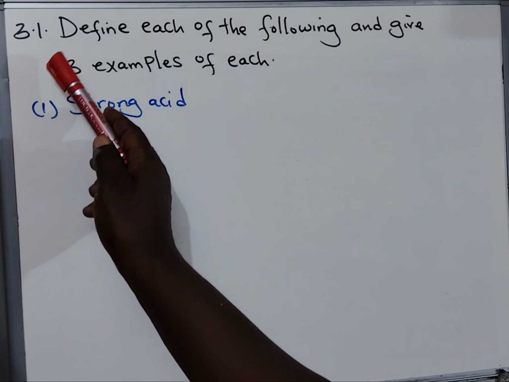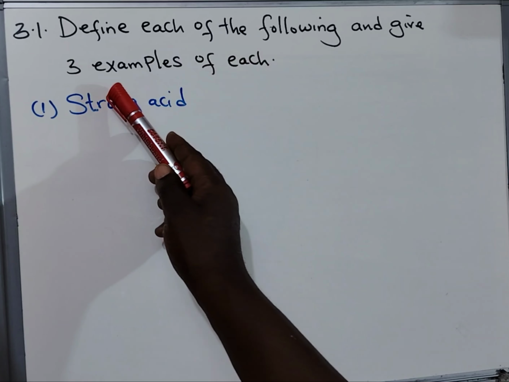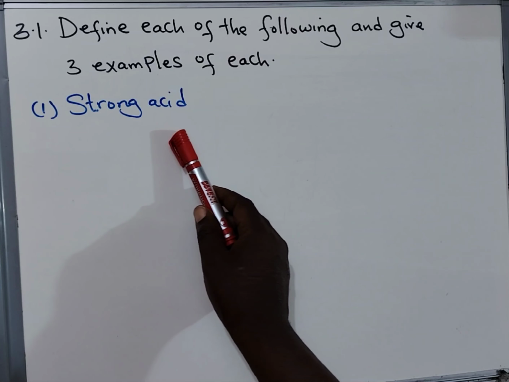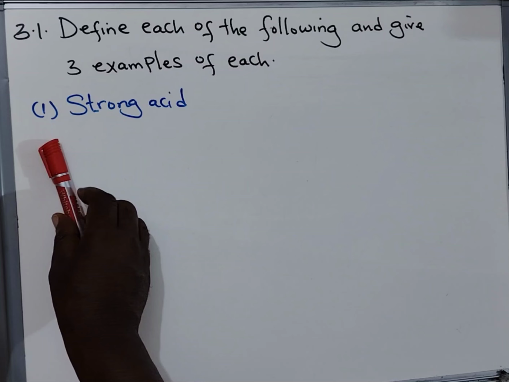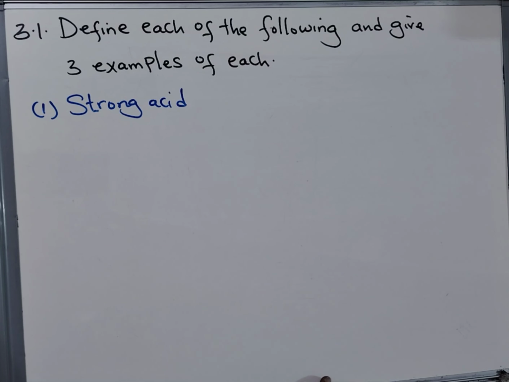The question says, define each of the following and give 3 examples of each. The first one is strong acid. How do you define a strong acid? A strong acid is the one which is completely ionized in solution to give high concentration of hydronium ions.